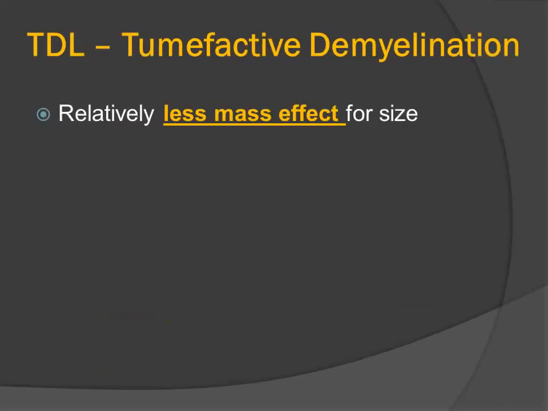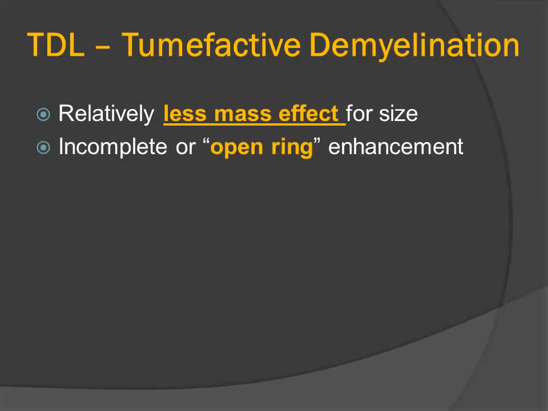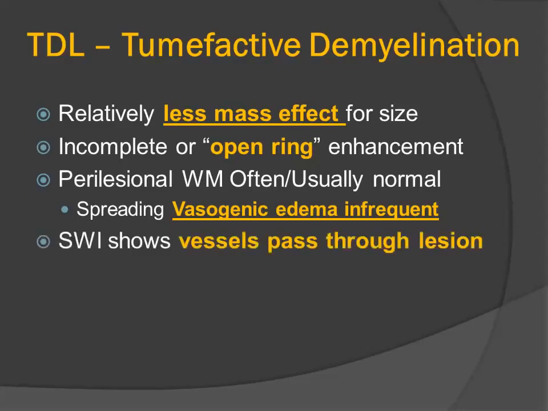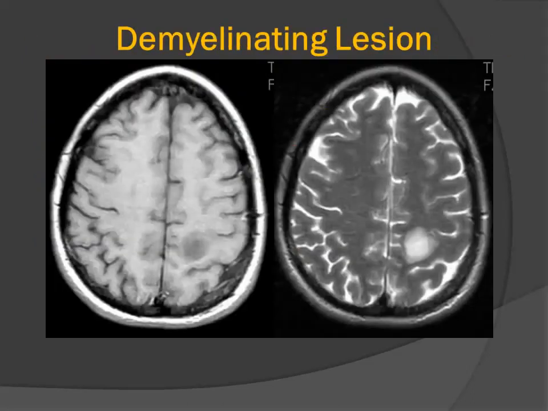So when we have tumefactive demyelination, we expect there to be relatively little mass effect for the size of a lesion. We may have an incomplete or open rim of enhancement, and the perilesional white matter signal abnormality usually is limited or not present at all. Spreading vasogenic edema is uncommon in tumefactive demyelinating lesions. People have also suggested that you may see vessels passing through the lesion on susceptibility-weighted imaging, which would not occur in any of the other entities that we have discussed.